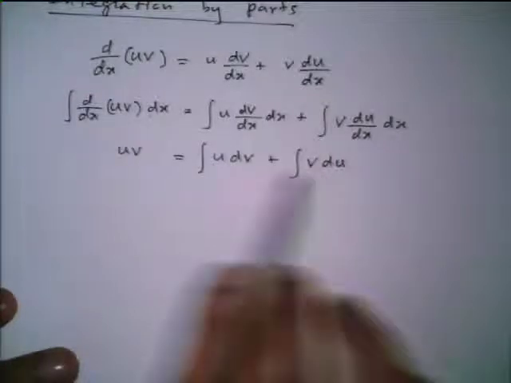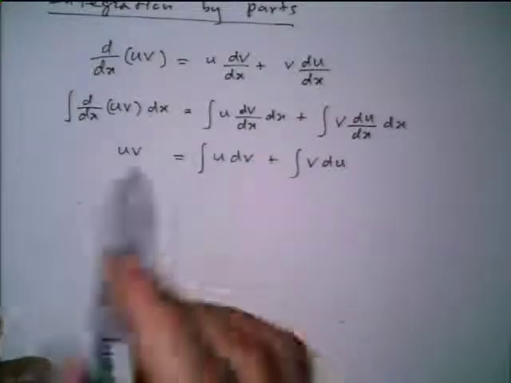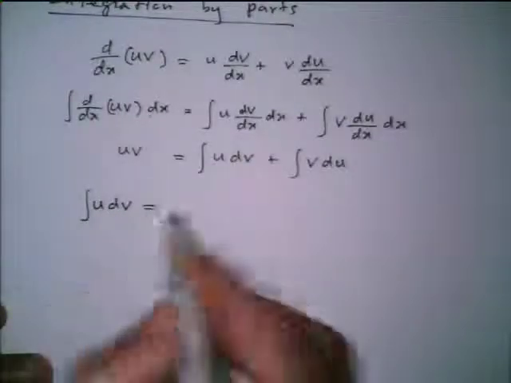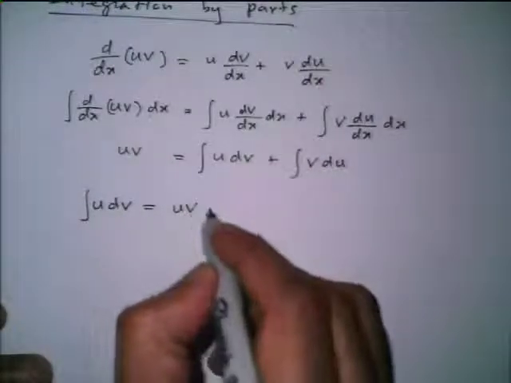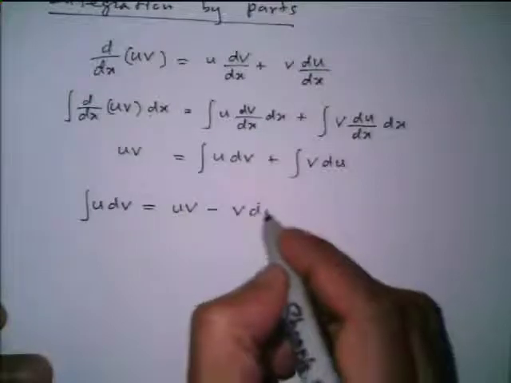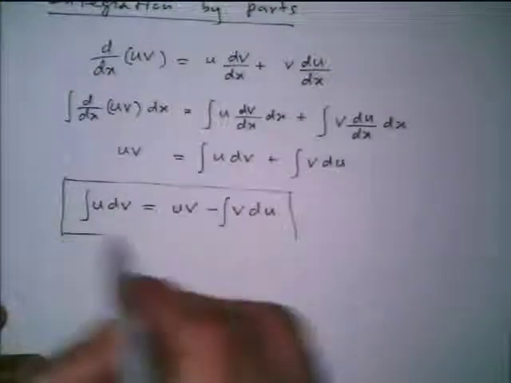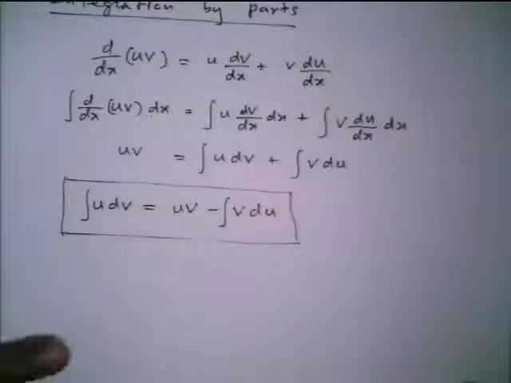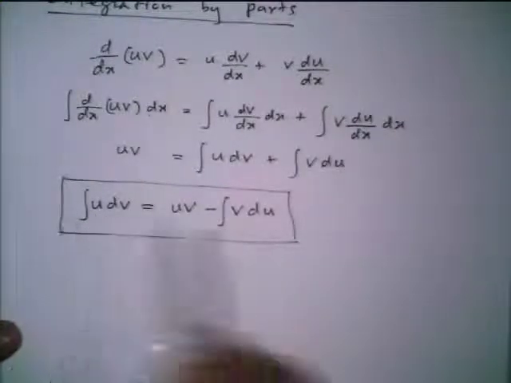We can bring this term to the other side and write it with this one as the first term. So we can write u dv. If you bring this term to the other side, this becomes uv minus v du. So this is what we call the formula for integration by parts. Okay, so that means you start like this, and then you go to this one. So both sides you have integrals.